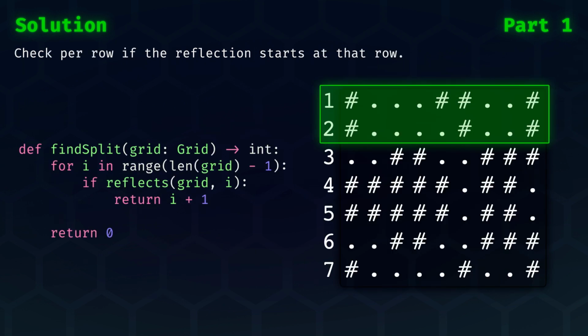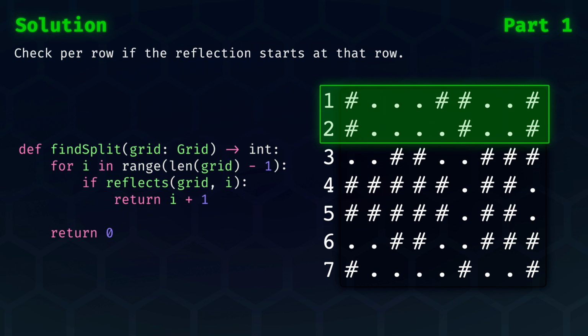Finding a split or a reflection point means that we need to check row per row. So we iterate over all possible starting points of the split, and if this is the point at which the grid reflects, then we return that position. We add 1 to account for one-based indexing of the rows. If at no point we find a reflection, then we return 0. Finding the reflection itself is done by considering pairs of rows.